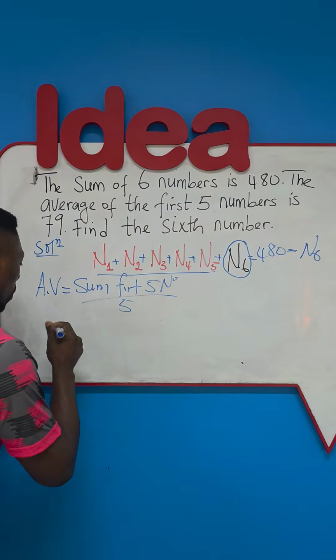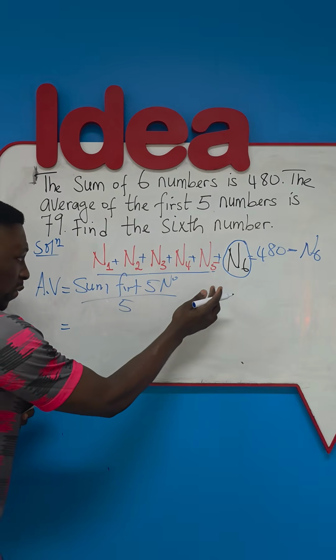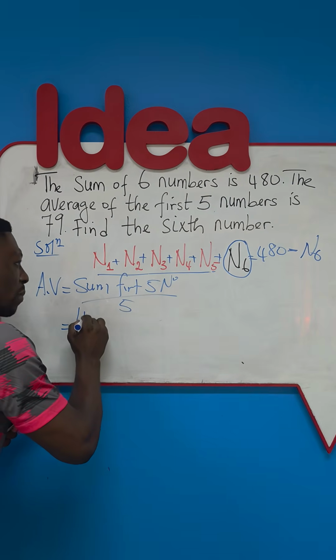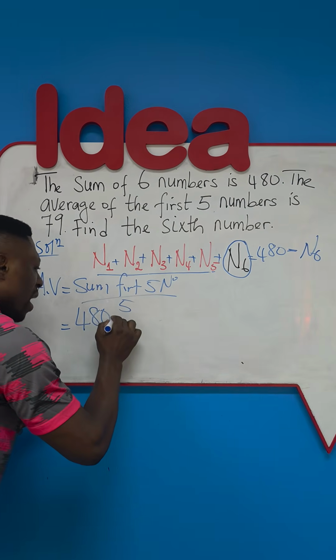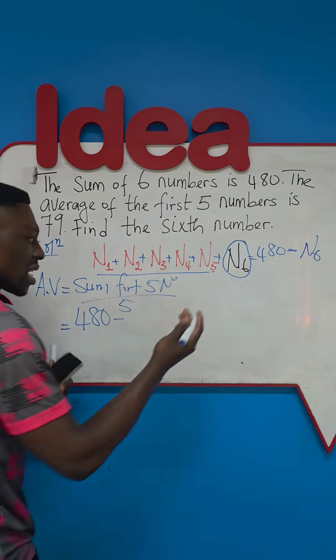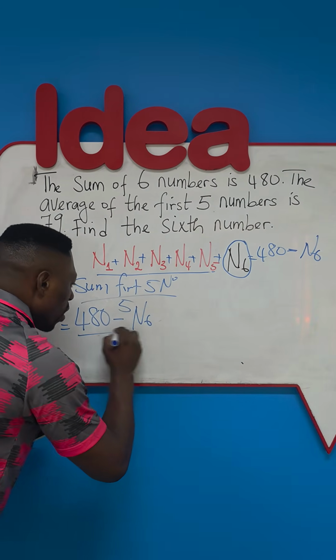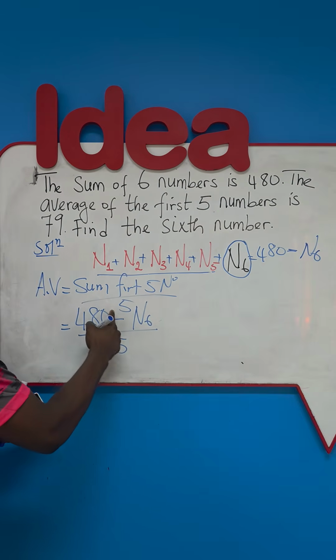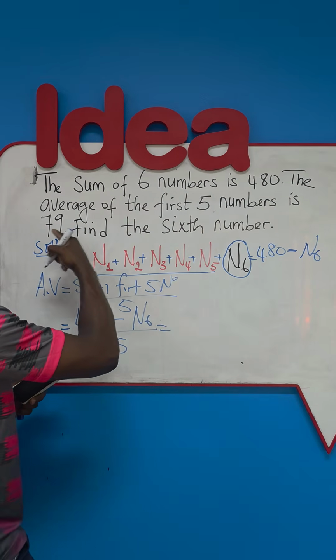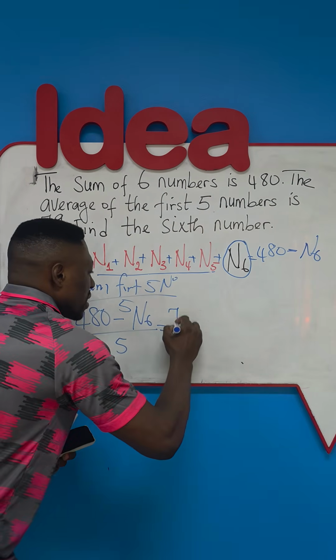So what is the sum of the first 5 numbers? The sum of the first 5 numbers is the sum of all the 6 numbers minus the 6th number. So let's call the 6th number n6, and all of this divided by 5 according to this formula. And the question says that this average should be equal to 79.